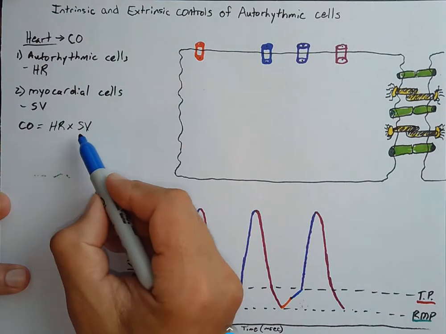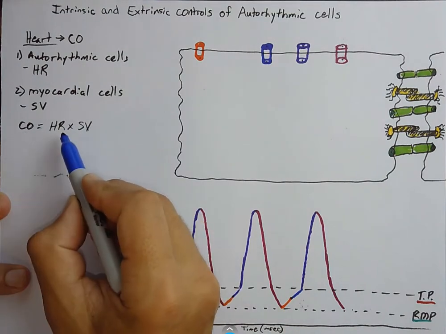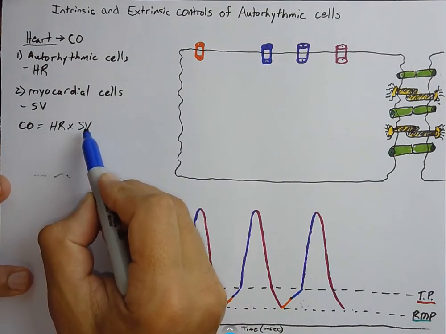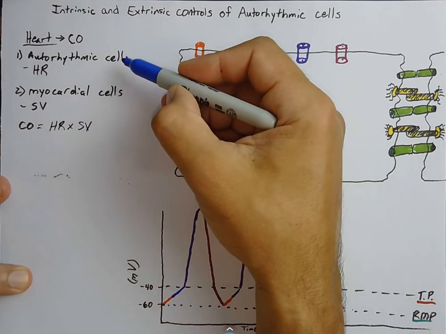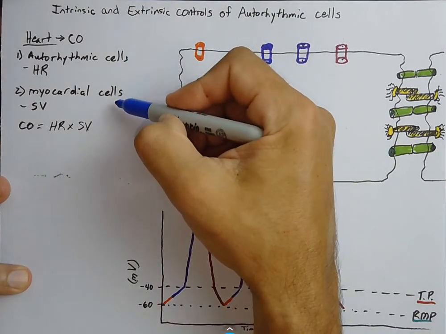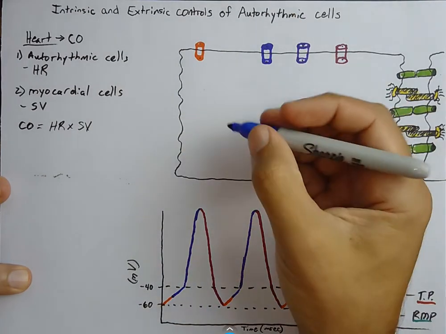Well, what two variables control cardiac output? Heart rate and stroke volume. And what two cells control heart rate and stroke volume? Autorhythmic cells and myocardial cells. Hopefully that helps tie all that together for you.